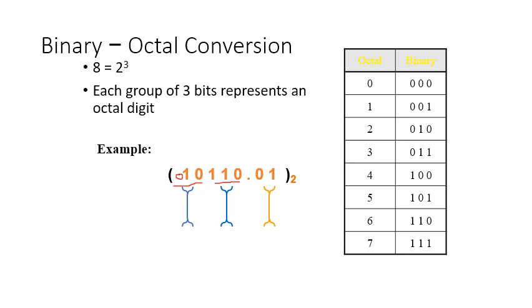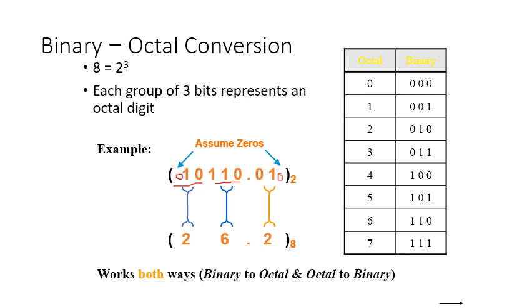This is equal to 110, 110 is equal to 6, 010 is equal to 2, 6 point. Again you will append a 0 here. 010 is equal to 2. So this is equal to 26.2 in octal number system.